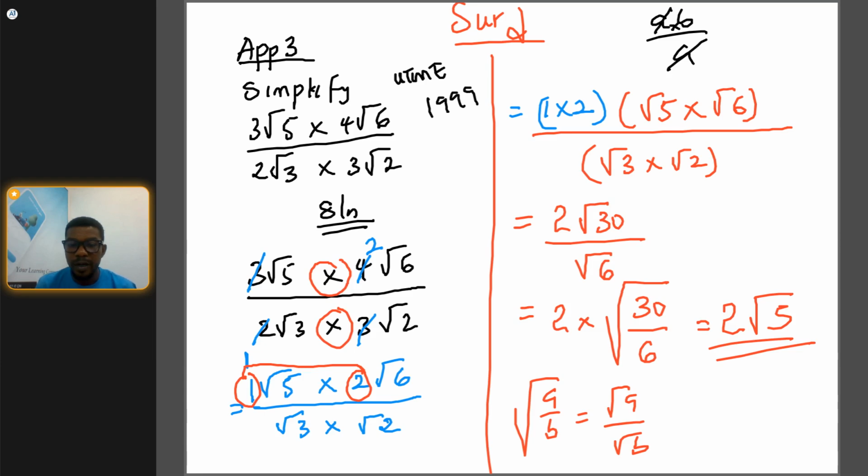Okay, all right, so let's take the next application. That will be application 4. Permit me to clean the board. Still under surds. App 4 now, you want to consider app 4.